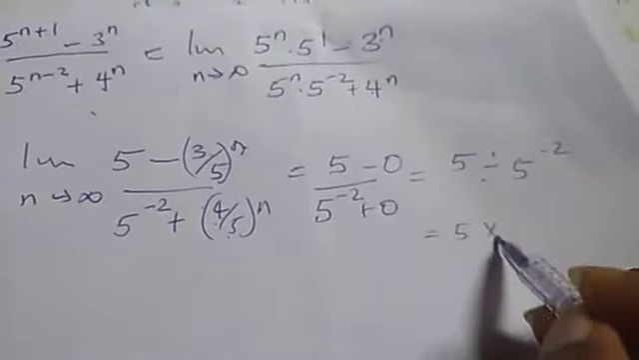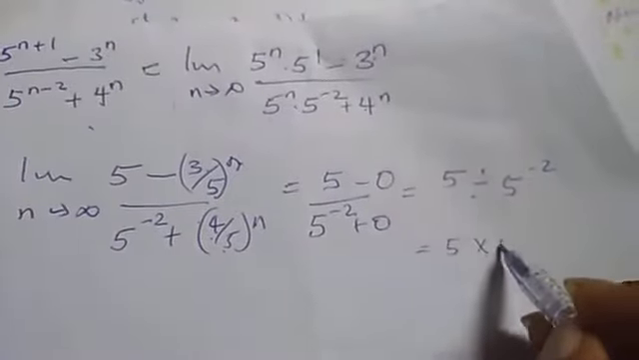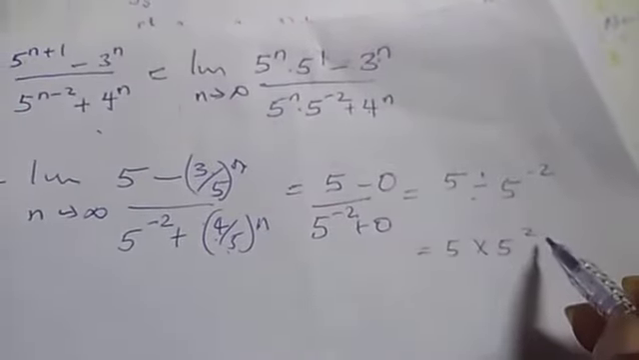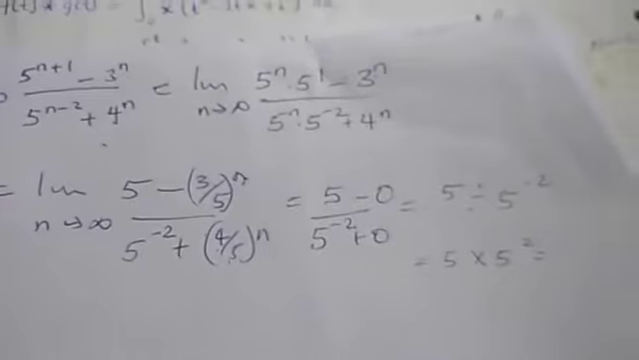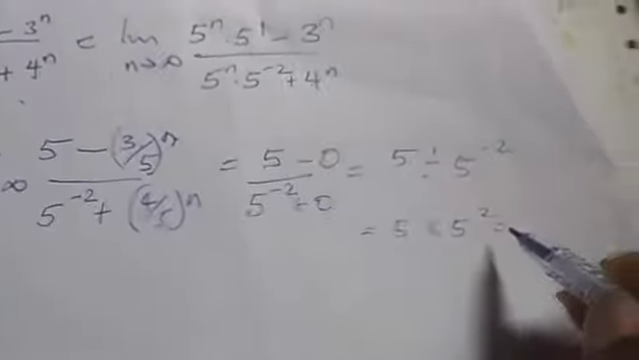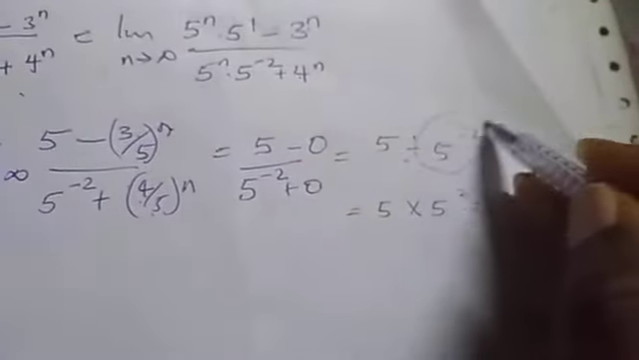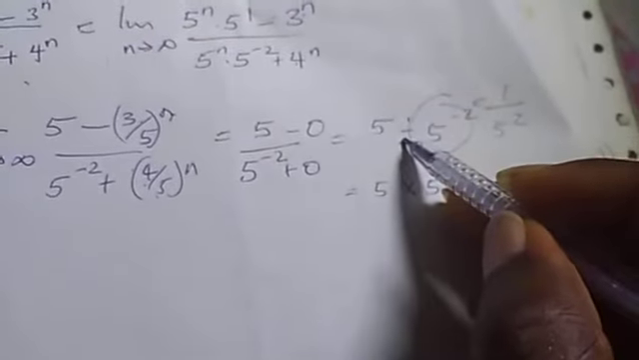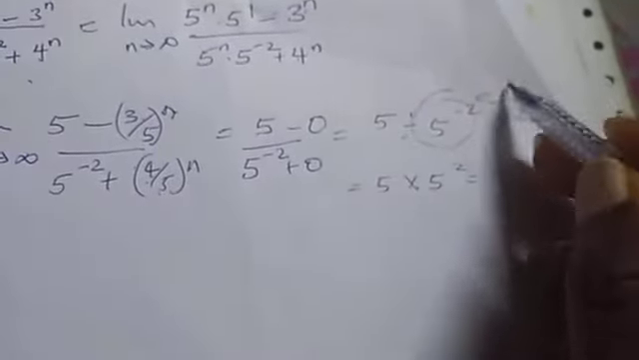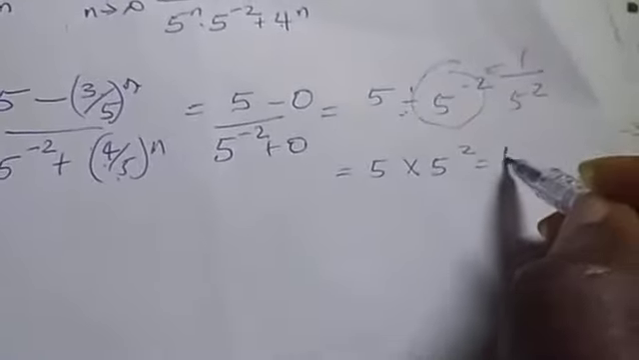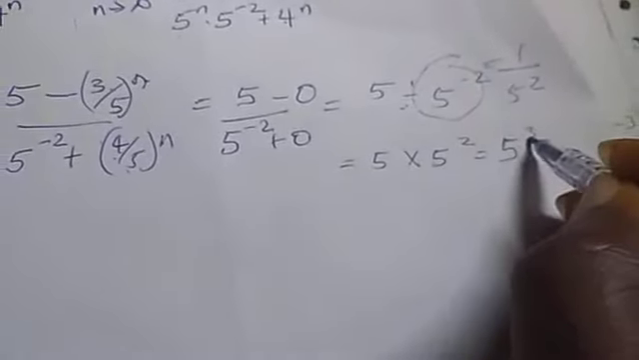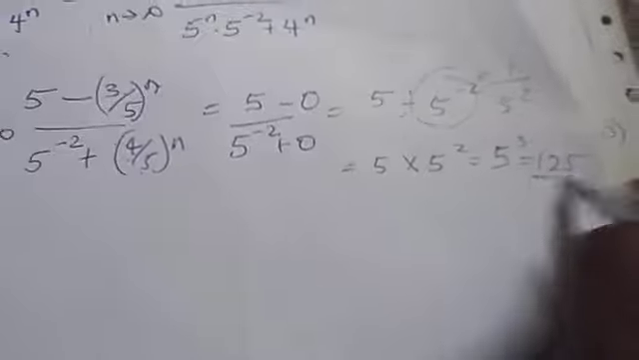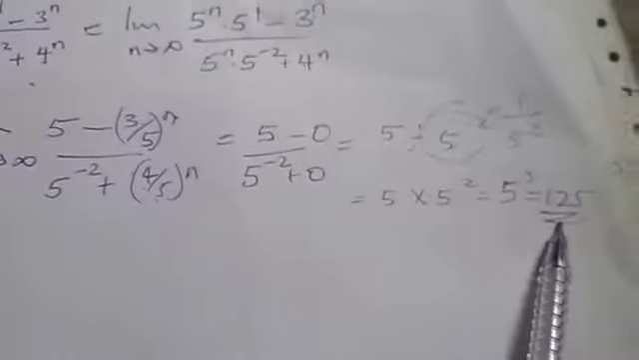What I'm going to have left is 5 divided by 5 raised to power minus 2. And that will give me 5 times 5 raised to power 2, since you know that this one is 1 over 5 square. So if I turn this division to times, this will become 5 raised to power 3. And that is 125. So that means the value of this limit is 125.